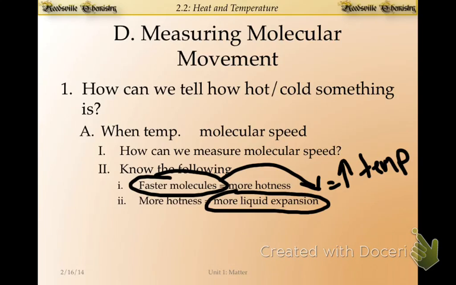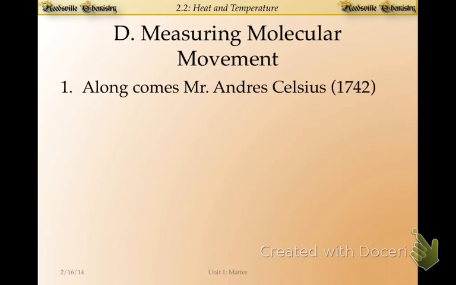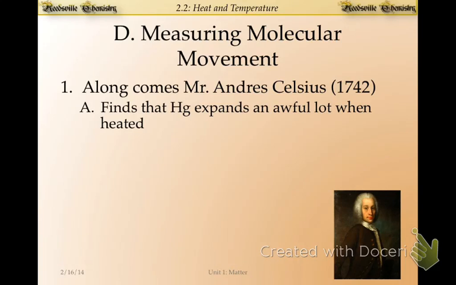So at the end of the day, we can say this. The higher the liquid expansion, that must equal the higher the temperature. And in fact, that's what this dude came up with. His name was Andreas Celsius. And in 1742, he developed a little scale for trying to figure out how hot or cold something was. He knew that mercury expands an awful lot when heated. By the way, Hg is mercury. We'll get to that.